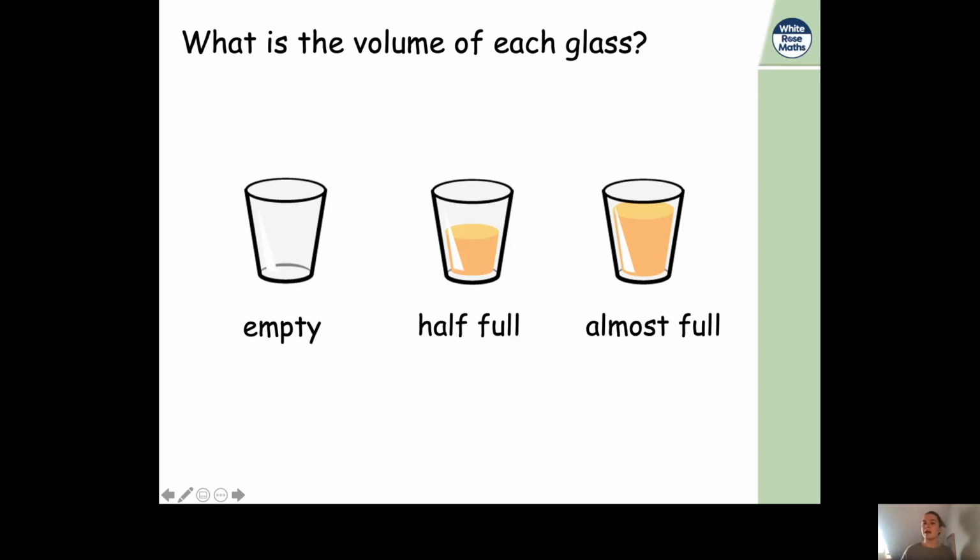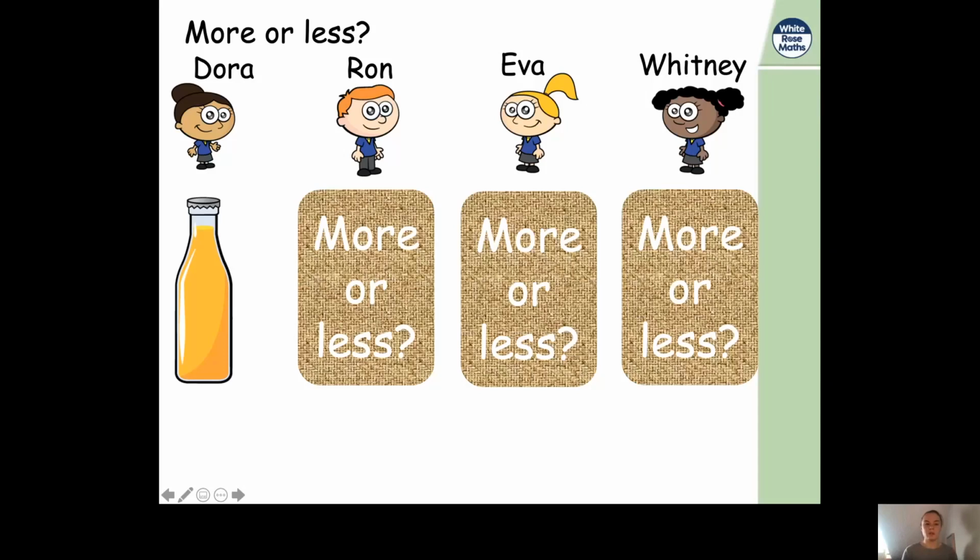So now let's move on to comparing volume. So here we have our 4 children. We have Dora, Ron, Eva and Whitney. Now, as we can see, Dora has a bottle of juice. Now, how could we describe Dora's bottle of juice, the volume? Well, you can see there's a little bit at the top that isn't full of juice. So therefore, I personally would describe this bottle as almost full. Okay, it's not quite completely full, it is almost full.